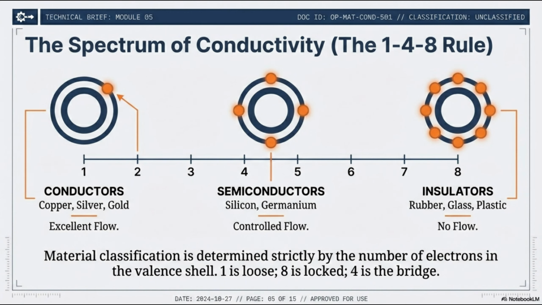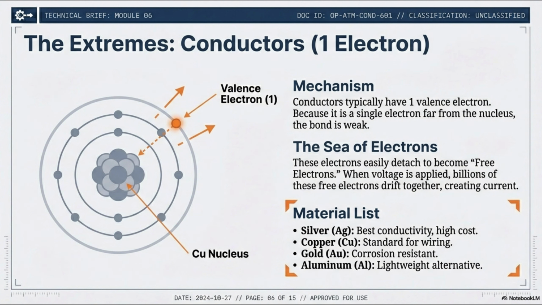So as you can see over here, conductors have a free flow of moving electrons. Semiconductors have a controlled flow. Sometimes they can be considered insulators, and sometimes they can be considered conductors, based on how we are going to manage and control them. And finally, we have the insulator. They're going to have no flow at all. So this kind of material classification is determined strictly by the number of electrons in the valence shell. 1 is a loose conductor, 8 is locked completely, so an insulator, and 4 is going to be the bridge, and the semiconductor is the heart of electronics.